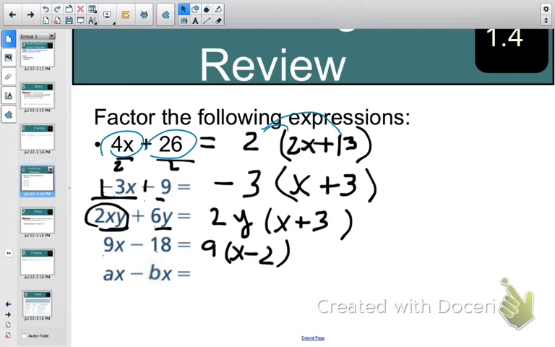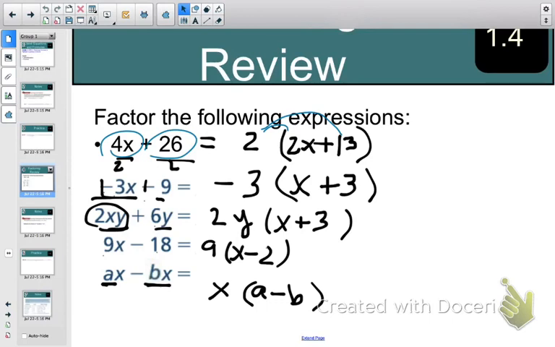Now last one, we have ax minus bx. Okay, in this case, we don't have any numbers, so we just look at the common variables. So they have what in common? Well, they have one x in common, so I can pull that x out. And then I have a left here, minus b left in the second term. Okay, so that's how we factor these.